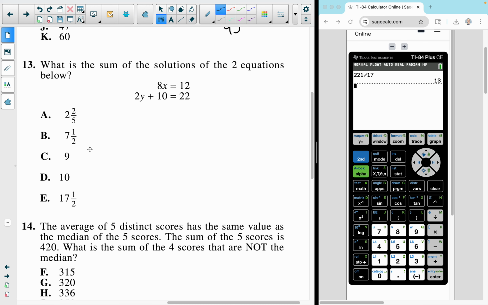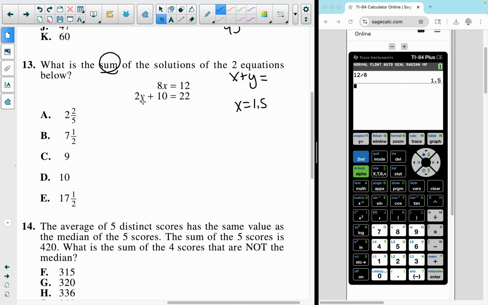13. What is the sum of the solutions to the two equations below? So we need to find the sum, which means x plus y. That's our question. We've got to find x. If I look at this first equation, I have 8x equals 12. If I just divide by 8, so 12 divided by 8, I get 1.5. So x is equal to 1.5.